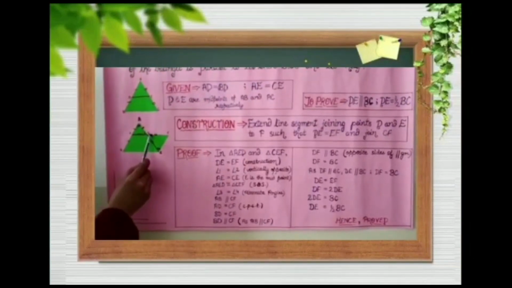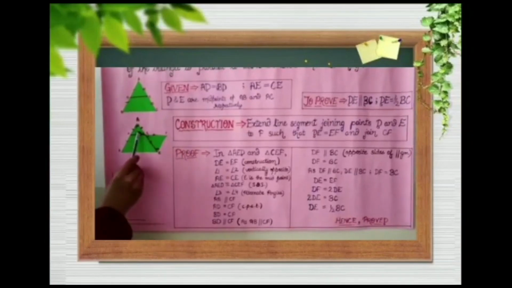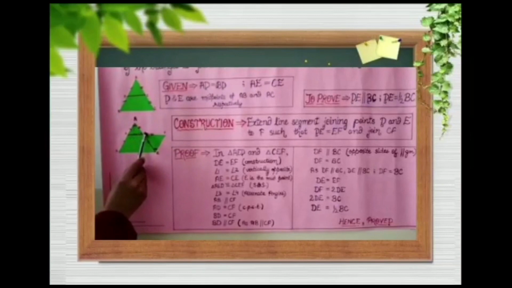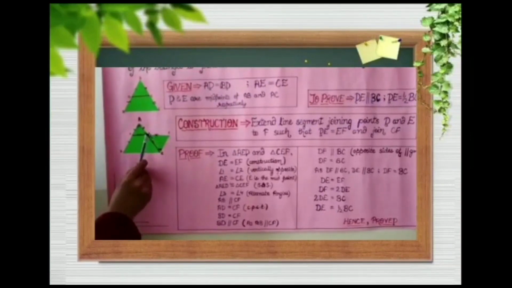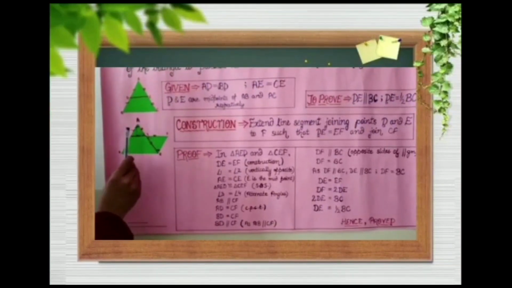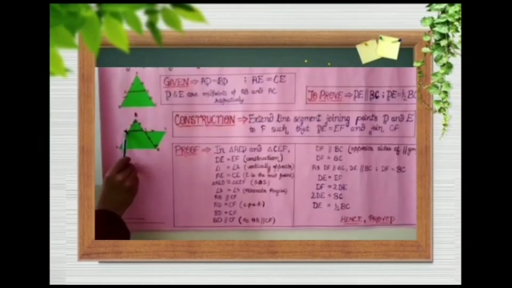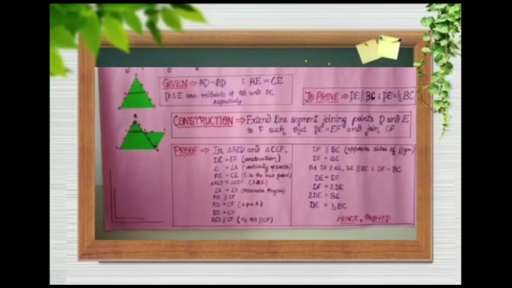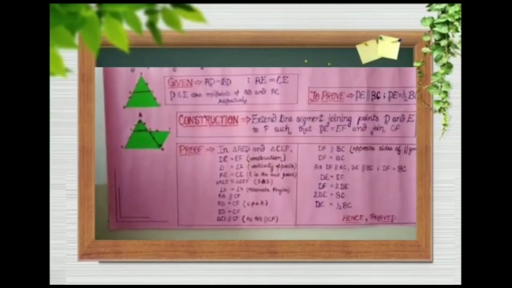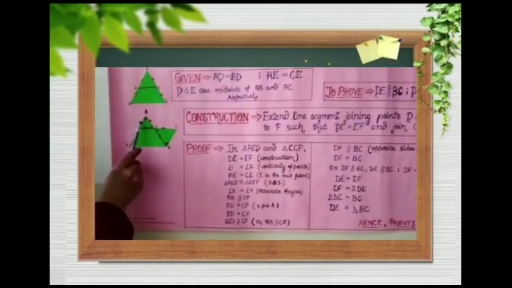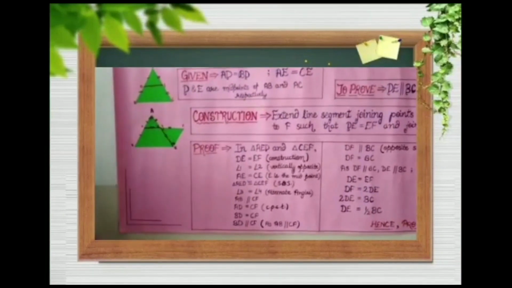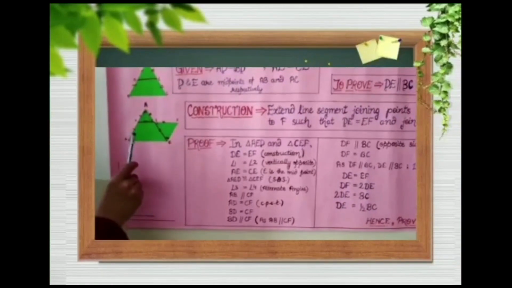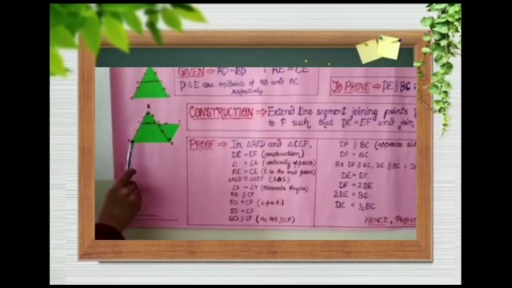And angle 1 is equal to angle 2 as it is vertically opposite angle. And line AE is equal to CE because E is the midpoint. Thus, we can say that triangle AED is congruent to triangle CEF by SAS rule of congruency. After that, we can say that angle 3 is equal to angle 4 as they are alternate angles. AB is parallel to CF and AD is equal to CF by CPCT.